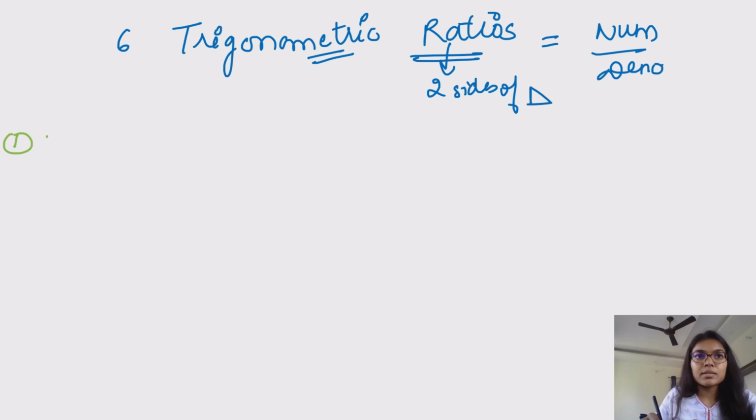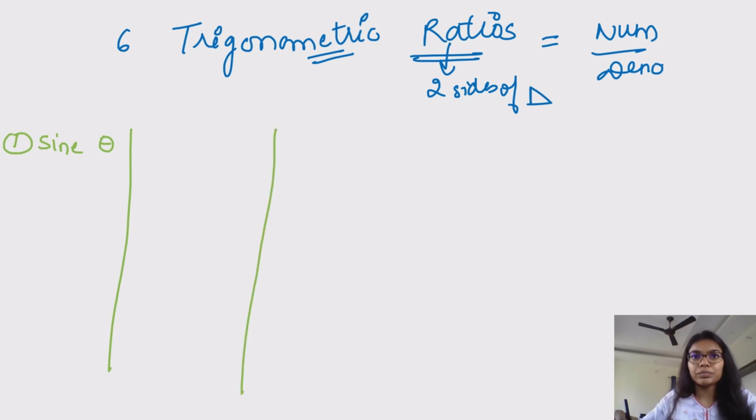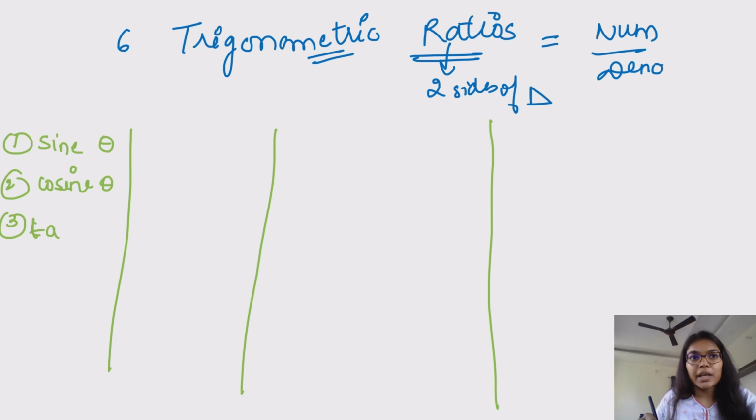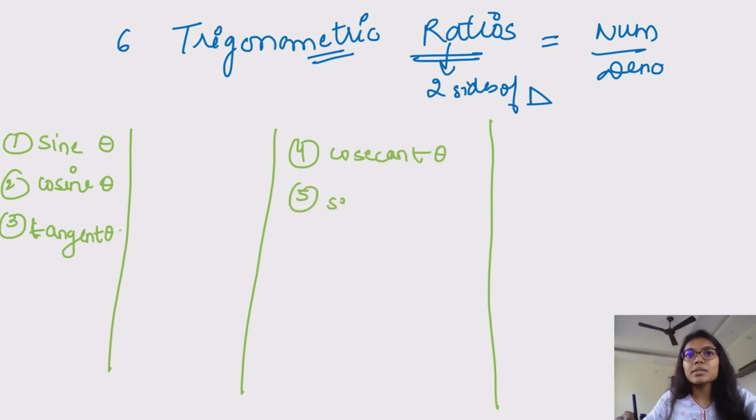Your first one is sine theta. I'm going to write the shorthand notation also. The second one is cosine theta. Your third one is tangent theta. Fourth one is cosecant theta. Fifth one is secant theta. And sixth one is cotangent theta.